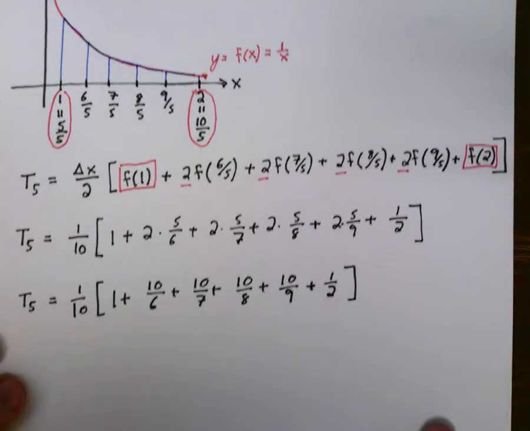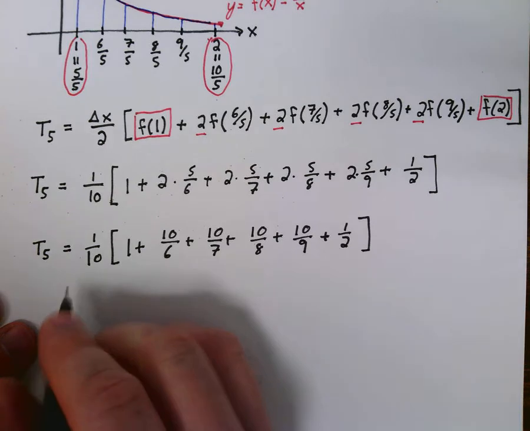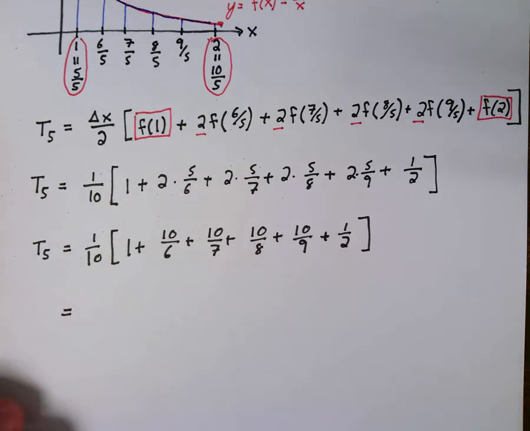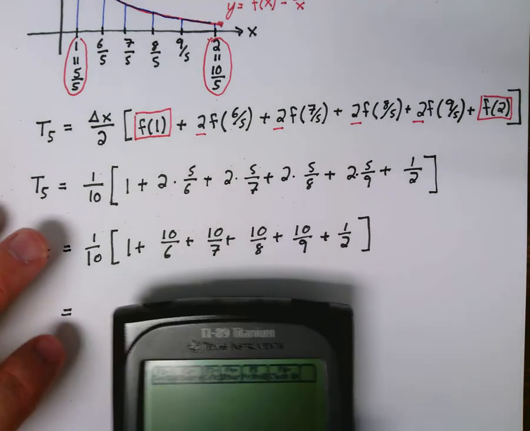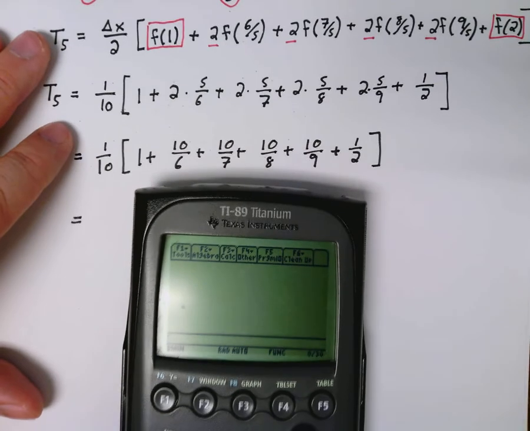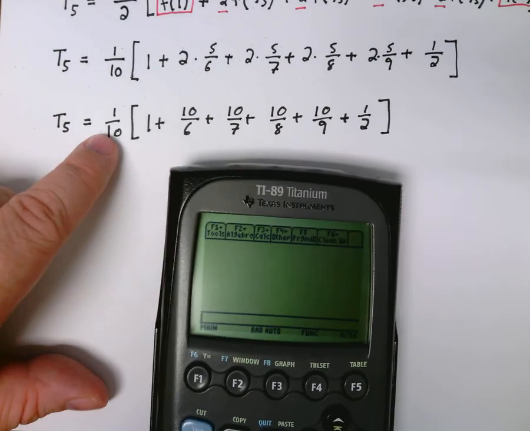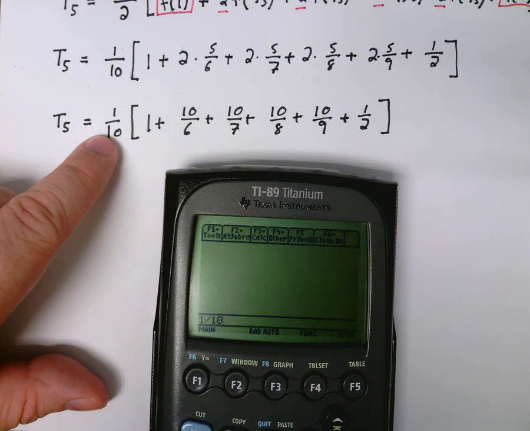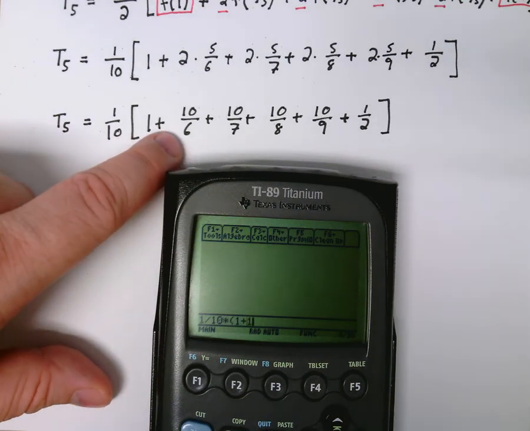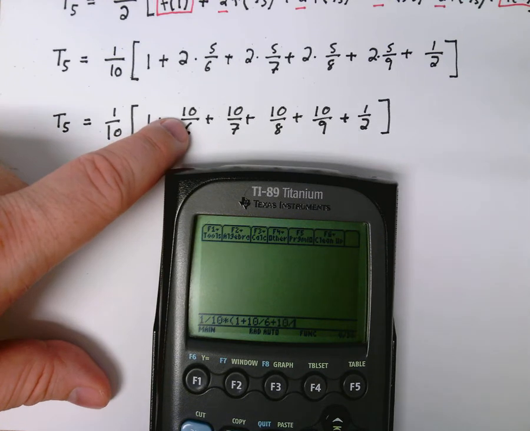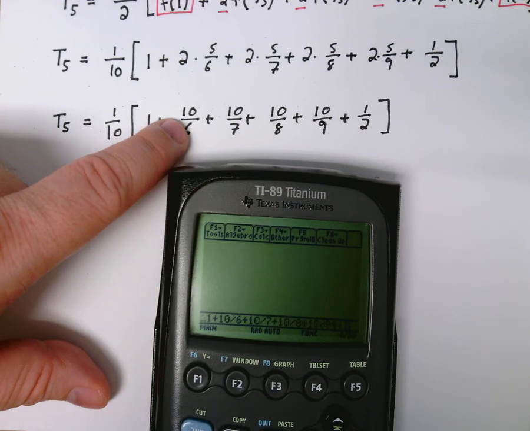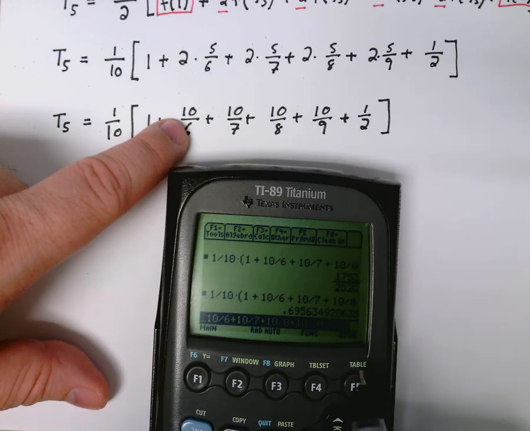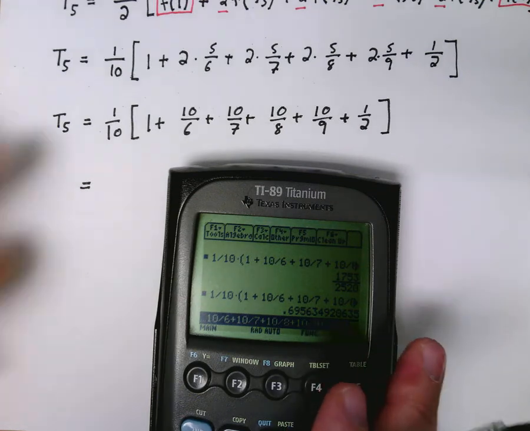It's a lot of fractions. Okay. So let's go ahead and get out the calculator. Now again, I apologize because I'm in my office and I didn't bring a scientific calculator with me, so this thing will just have to do. So I have 1/10 times, parentheses, 1 plus 10/6 plus 10 divided by 7 plus 10 divided by 8 plus 10 divided by 9 plus 1/2. Now the calculator gives me a fraction. I'll go ahead and approximate.